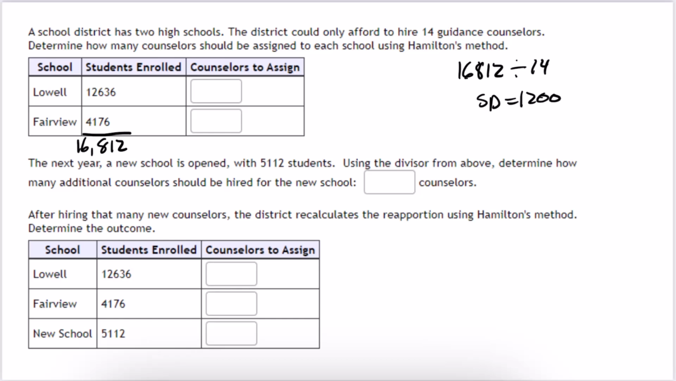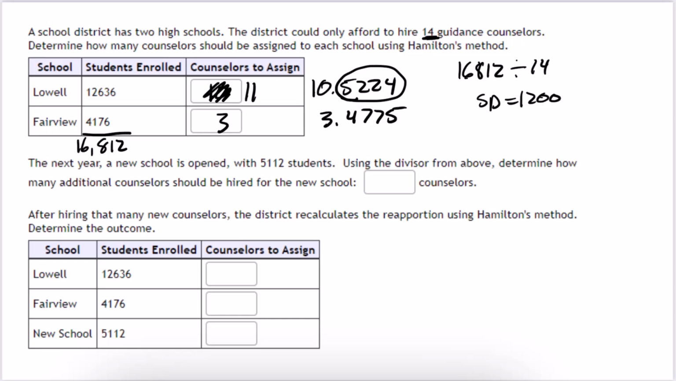So if I take the number of students enrolled in Lowell School and divide that by 1,200, that ends up giving me the decimal 10.5224. If I take the number of students enrolled in Fairview and divide by 1,200, that gives me 3.4775. And so if I look at the lower quotas, I would have 10 counselors at Lowell and 3 at Fairview. But because I have 14 counselors and 10 plus 3 is 13, I have 1 additional leftover counselor to assign. And since this is the larger decimal, I'll assign it to Lowell. And so we would have 11 counselors at Lowell and 3 at Fairview.